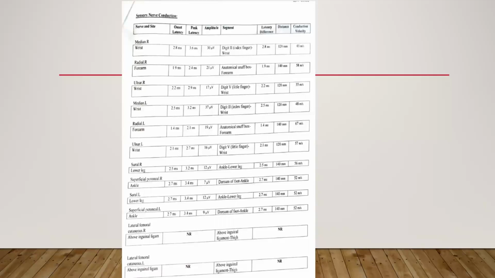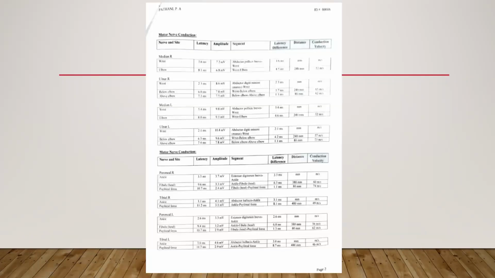What are the causes of meralgia paresthetica? Obstetric procedures which take place in lithotomy position. Those who are obese, those who have underlying diabetes, tight belts or tight pants. Yes, even those are the causes.